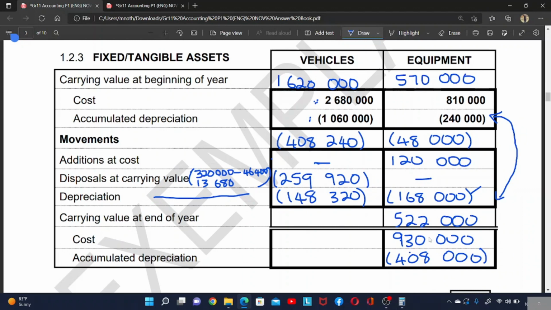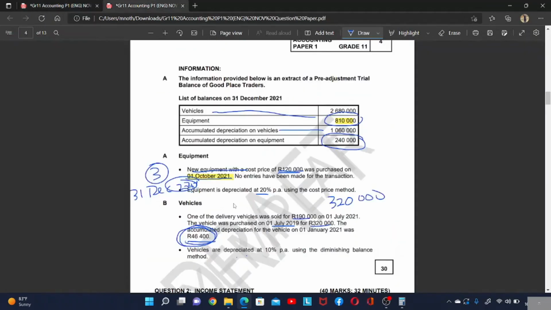Now, to get the cost at the end of the year, we're going to take the cost of the vehicle. So the cost of the vehicle is 2,680. We're going to take the cost of the vehicle and then subtract the cost of the vehicle sold. So the cost of the vehicle sold is 320.